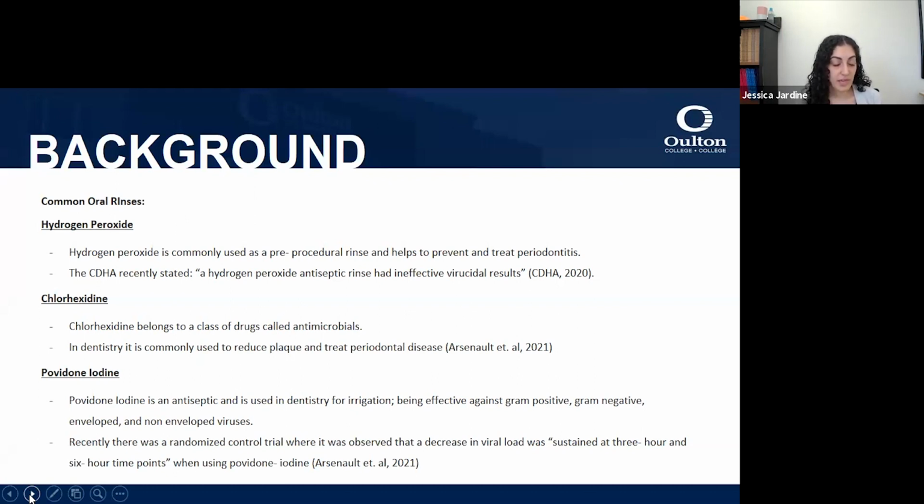The next one was povidone iodine. Povidone iodine is an antiseptic and is used in dentistry for irrigation. It's mostly effective against gram-positive, gram-negative, enveloped and non-enveloped viruses. And recently in 2021, there was a randomized control trial where it was observed that a decrease in viral load was sustained at 3 hour and 6 hour time points when using the povidone iodine.